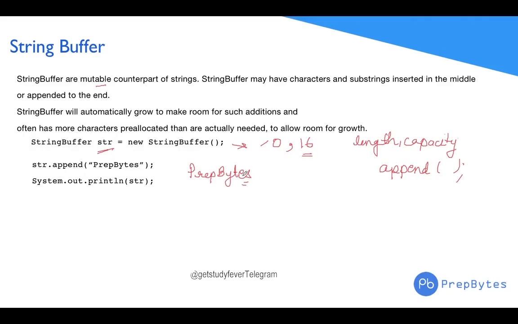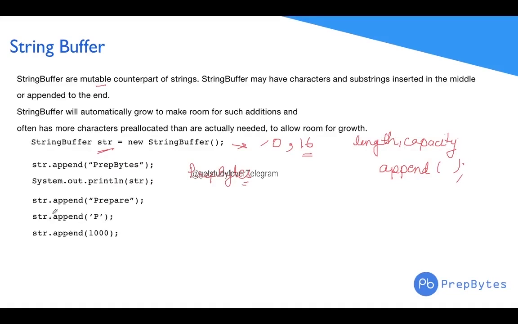Now let's say we do further modification. This is my string till now, prep bytes. I again append prepare to this. So my string now becomes prep bytes prepare, and it is the same string. It's not that a new string is getting created every time. The same string is getting modified. Now let's say I append a character. This is how we can append a character at the end of the string. So this is now the complete string. Now let's say I want to append an integer.